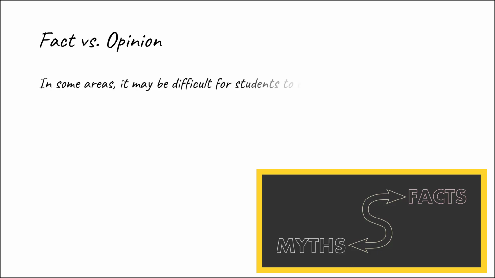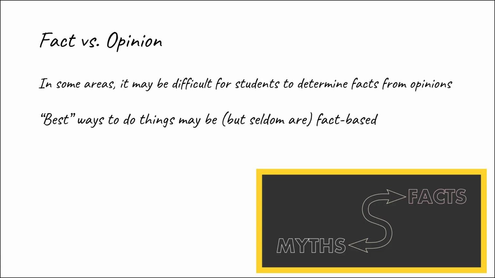While some concepts can clearly separate facts from opinions, there may be other areas of your course where it is difficult for students to determine what ideas are, in fact, facts. In areas like science, math, and art, there may be techniques or approaches that are considered best practices. Sometimes there is research and facts to back up these claims, but often there is some degree of opinion also involved.